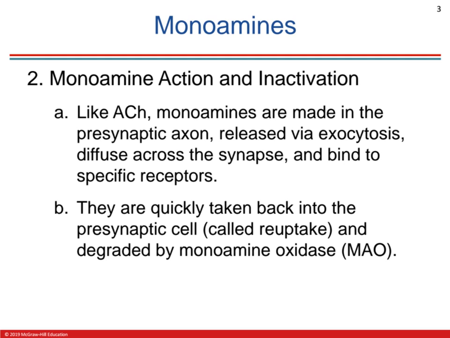Previously, we used acetylcholine, or ACh, as our example of a neurotransmitter. Monoamines are very similar in the sense that they're made in the presynaptic axon terminal, or synaptic bouton. They're released via exocytosis when a synaptic vesicle containing monoamines fuses with the plasma membrane. The monoamines then diffuse across the synaptic cleft to the postsynaptic cell where they bind to specific receptors. They're quickly taken back into the presynaptic cell, and this is called reuptake. And there they're degraded by an enzyme called monoamine oxidase, MAO.